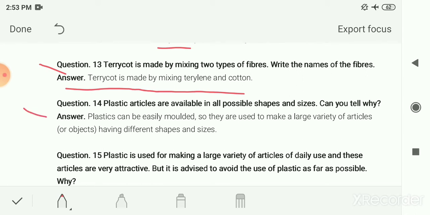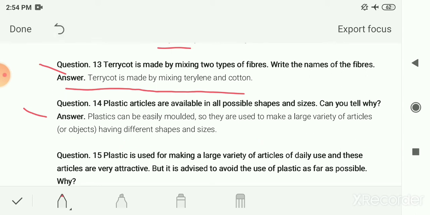Next, number 14: plastic articles or plastic items are available in all possible shapes and sizes. Can you tell why? Why are plastic items available in different sizes and different shapes? So plastic can be easily molded. That means you can give any shape to plastic. So it is used to make a large variety of items or articles having different shapes and sizes. That's why plastic items or objects are available in different sizes and different shapes, because it can be easily molded.